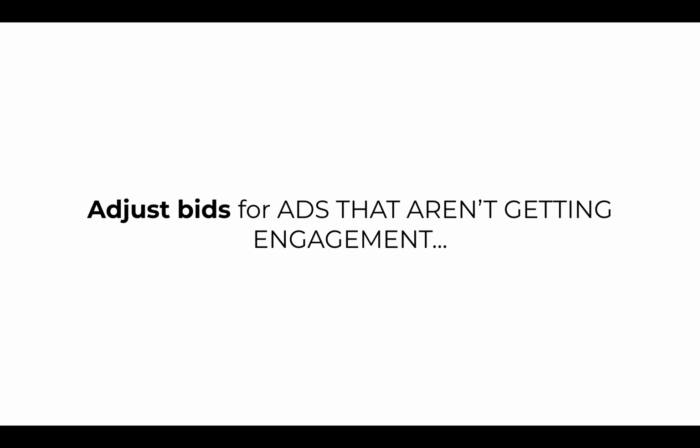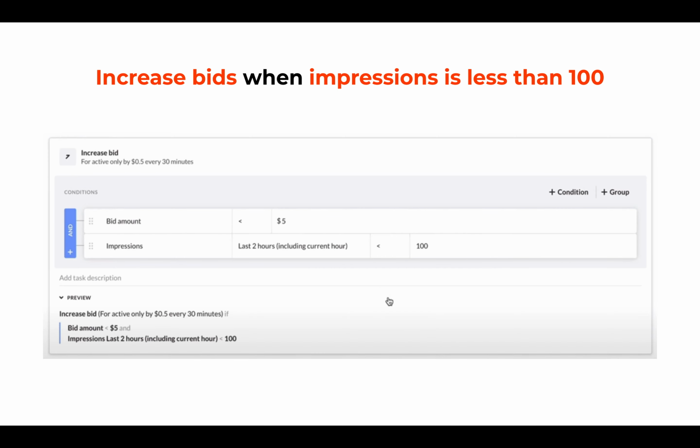We can also adjust bids for ads that aren't getting enough engagement. So it's often the case where we set up an ad and we set the bid in the auction so that the ad is actually bidding lower than our competitors are bidding, and it's not getting enough impressions for that case. So we want to increase the bid so we can then move up the auction in the rank and get impressions. So we can actually check if the impressions are less than 100 and increase our bid incrementally until we start getting the kind of volume that we want, so we can get the click-through rate.